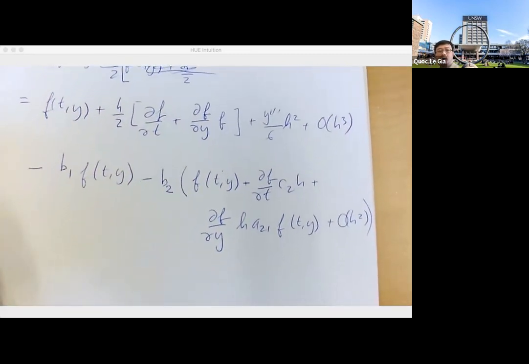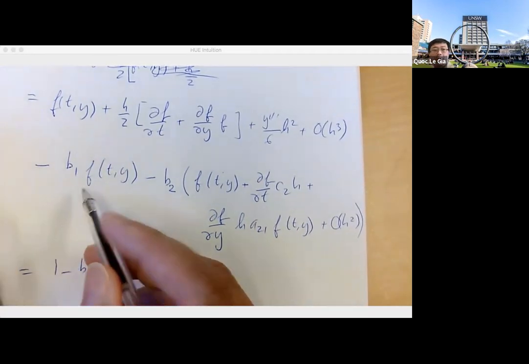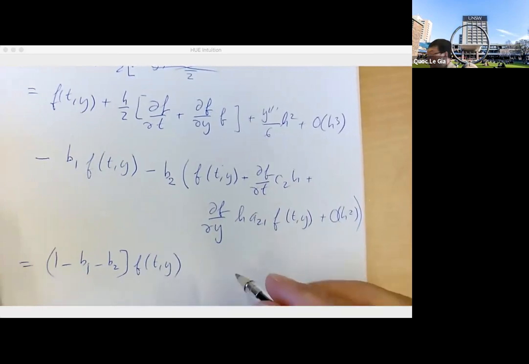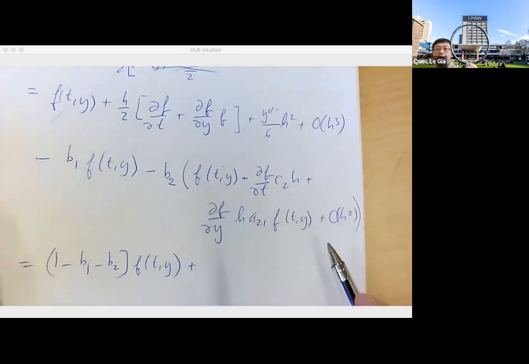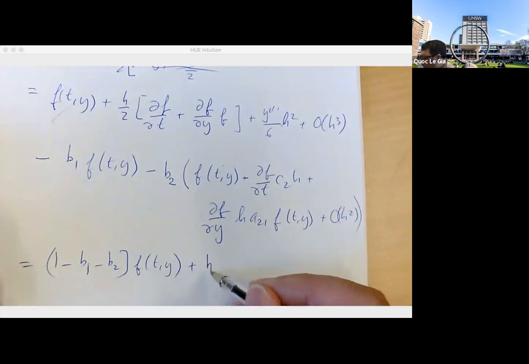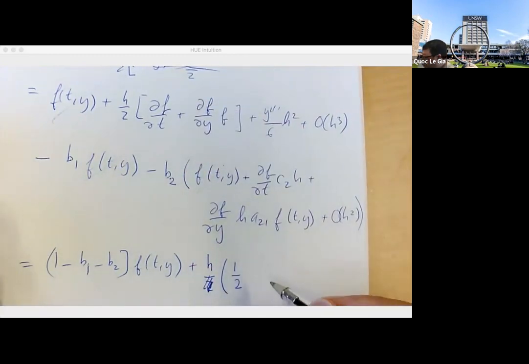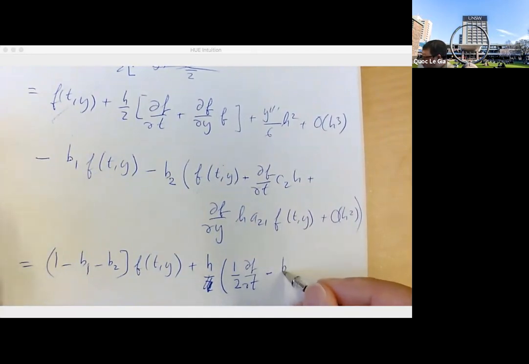Okay. So now you can combine the terms, yeah. So what I have is 1 minus B1 minus B2 times f(t, y), right? And then after that, I have this term and this term, right? And then I have h, so h over 2 is right here, yeah? And the first term is 1/2 of partial f with respect to t. Okay, and then I got h here as well. So I got B2 C2 times partial f with respect to t.